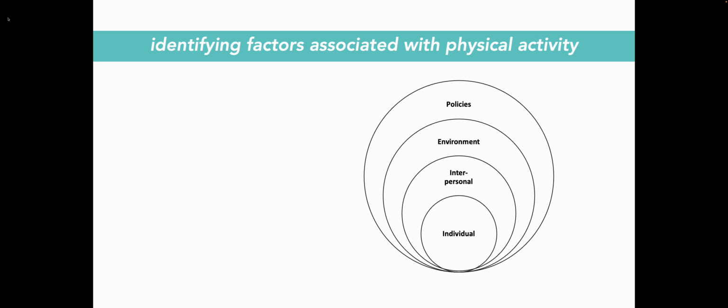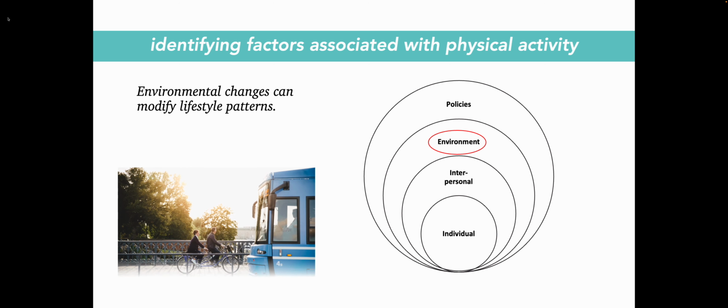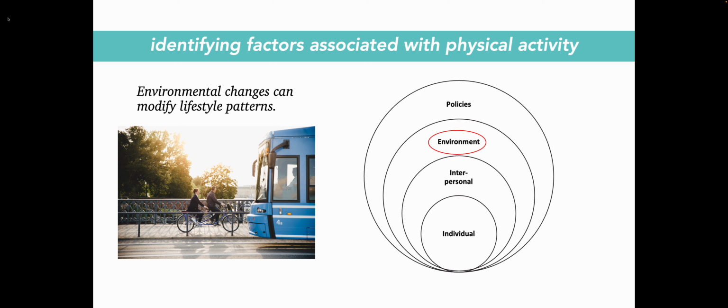The ecological model of public health posits in part that factors or changes in someone's environment can influence their personal lifestyles. For example, the installation of a protected bicycle lane on the street in front of your apartment or home might make cycling to work, school, or shopping more feasible for you, and if it's more feasible, you might do it more often, increasing your level of physical activity.